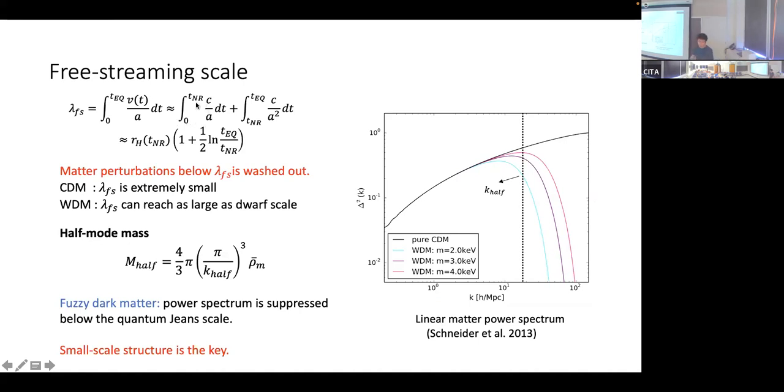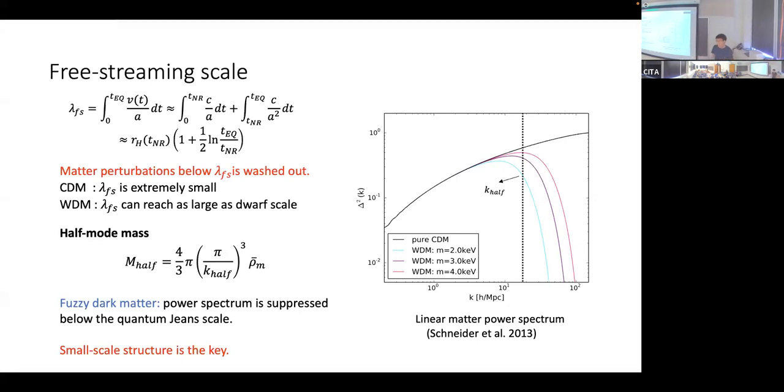The first part is that we integrate from the Big Bang to the time that the dark matter particle becomes non-relativistic. Before that time, the velocity of the dark matter particle is close to the speed of light. The second part is after the dark matter particle becomes non-relativistic, so its velocity will be redshifted by the universe expansion. So we have another scale factor a here. If we do this integral, we find that the free streaming scale is mainly determined by this R_H here, which is basically the Hubble horizon at the time that the dark matter particle becomes non-relativistic.